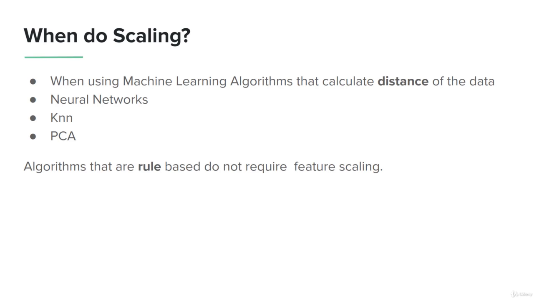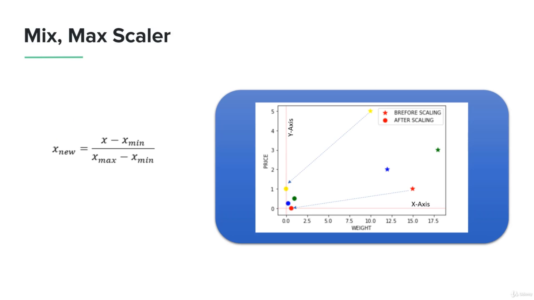Okay, so let's see the types of scaling which we can use to perform feature scaling. We have two types of scaling: the min-max scaler and the standard scaler. What the min-max scaler does is that it takes every value and subtracts the minimum, and then divides by the difference between the maximum and minimum value. So it's actually shrinking the data.